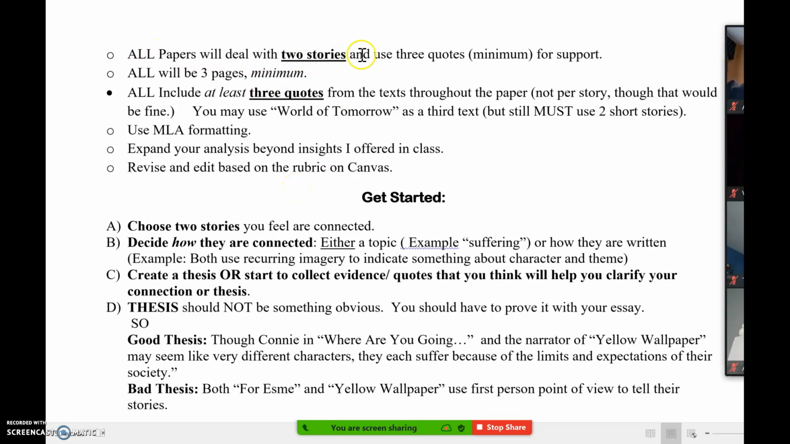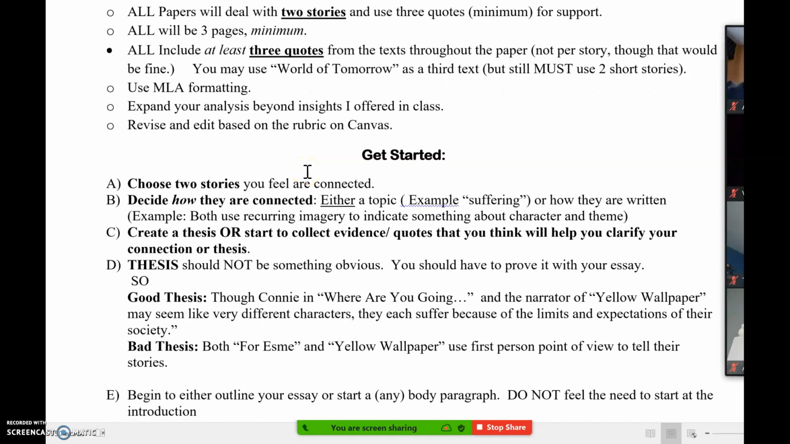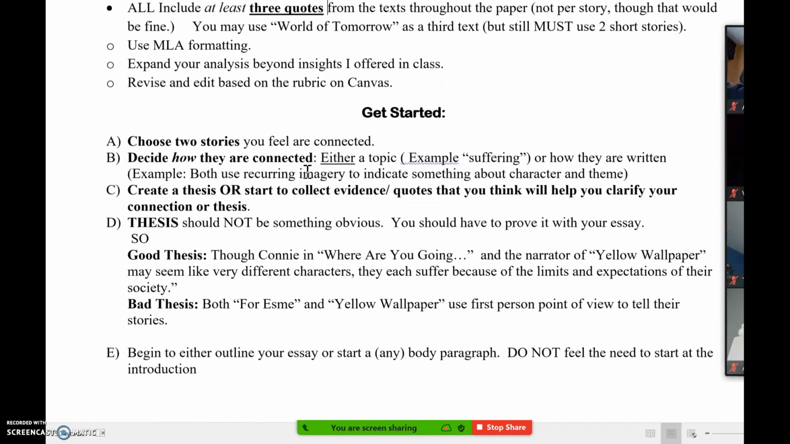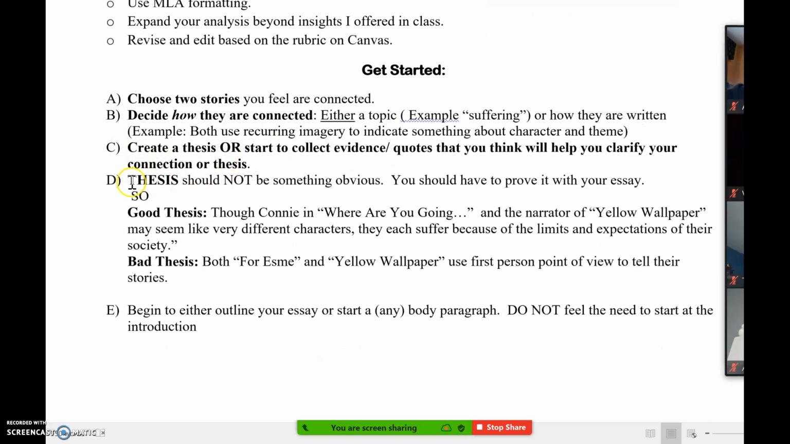All these papers are going to deal with 2 stories, except where I said, and they're all going to be about 3 pages minimum and 3 quotes. What I want you to do today, and I'll show you, it's in the discussion, is choose your stories. You're going to tell me what your thesis might be. And I forgot, there's one other thing that you're going to do.